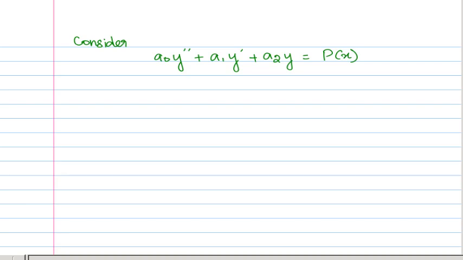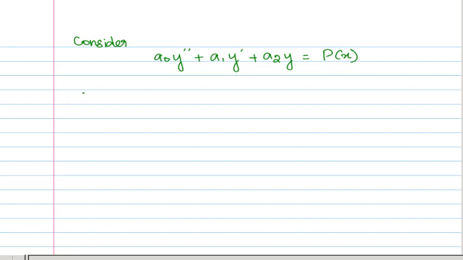In the last video we saw when r of x is an exponential function, how to find the particular integral using the method of undetermined coefficients. In this video, if r of x is a polynomial, we will see how to find the particular integral using the method of undetermined coefficients.